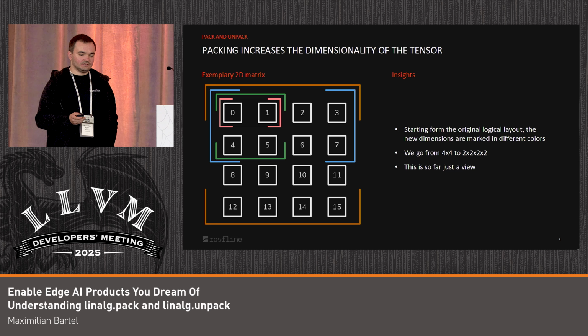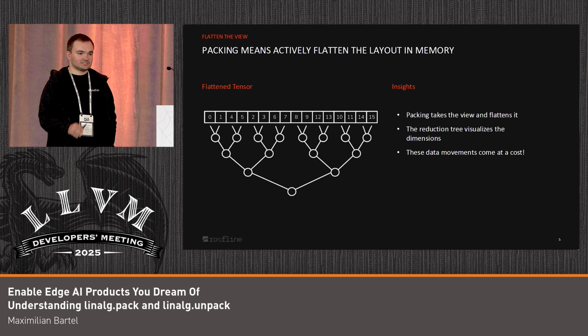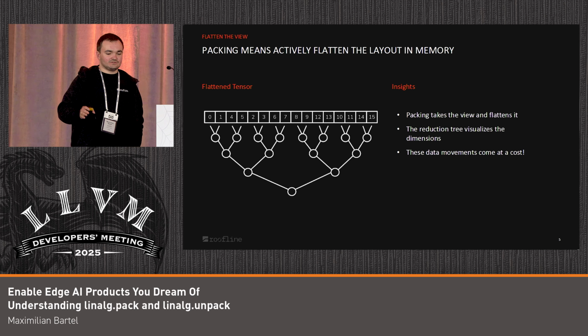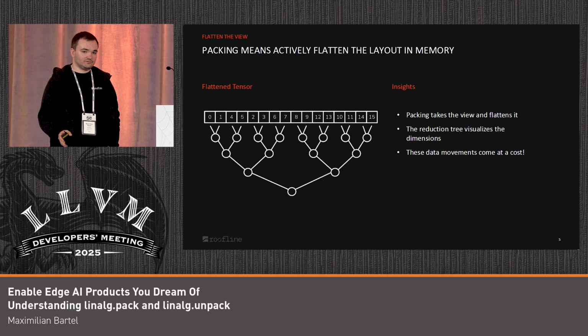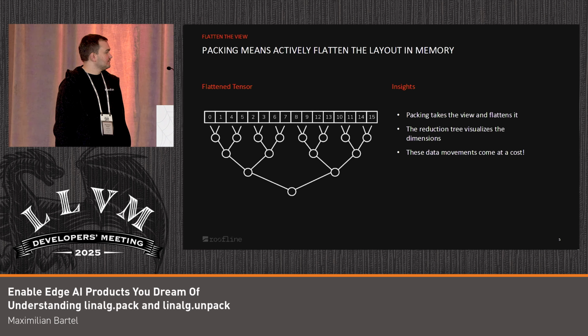The packed layout then takes that indexing and actually linearizes it in memory. So this is a reduction tree just to show you now we have 4 dimensions instead of 2. And these data movements are of course not free, and I will talk later about amortizing them.